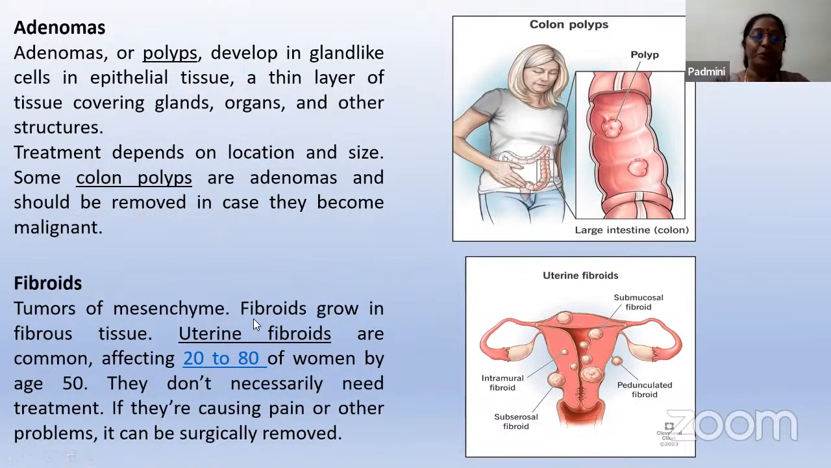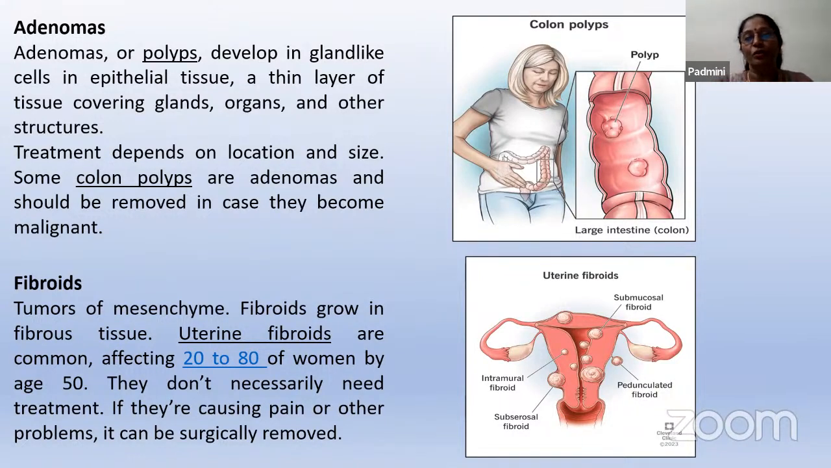Fibroids, you must have heard of this word fibroids in the uterus, because every now and then we keep hearing of some woman having fibroids in the uterus. So these are tumors of mesenchyme. Fibroids grow in the fibrous tissues. Uterine fibroids are common, affecting 20 to 80 percent of women by age 50. That is the reason why nowadays you keep hearing this word, because there are so many problems. It can be due to the environmental conditions, it can be due to the food that we eat, which has more carcinogenic agents.